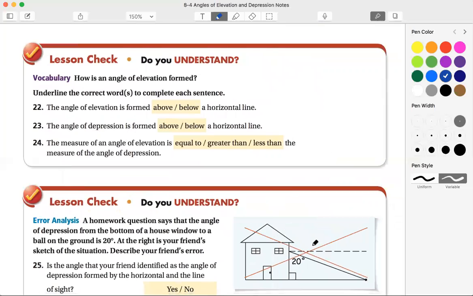All right, vocabulary. We're going to underline the correct word. The angle of elevation is formed above a horizontal line. Depression is below. The measure of the angle of elevation is equal to the measure of the angle of depression.